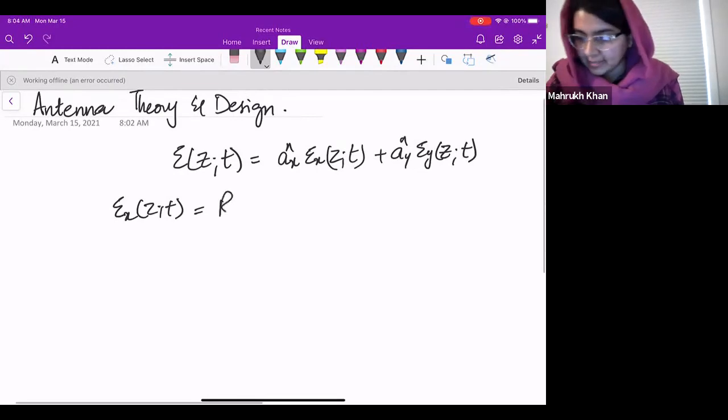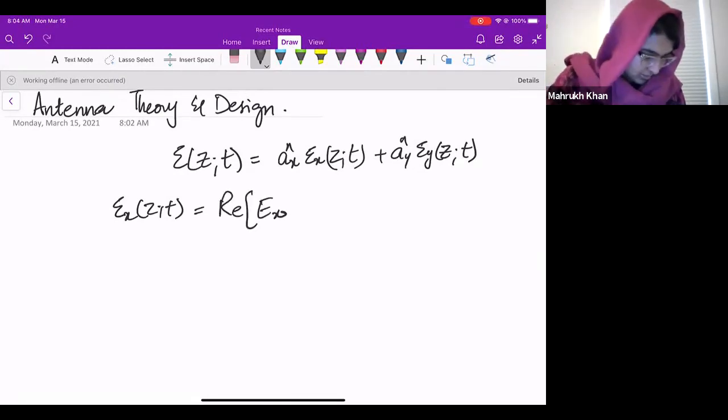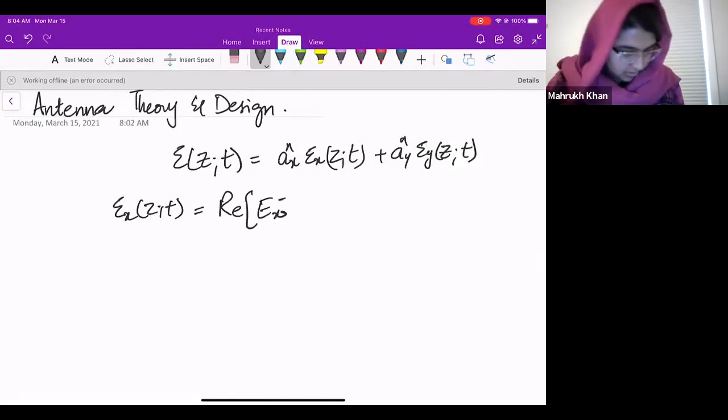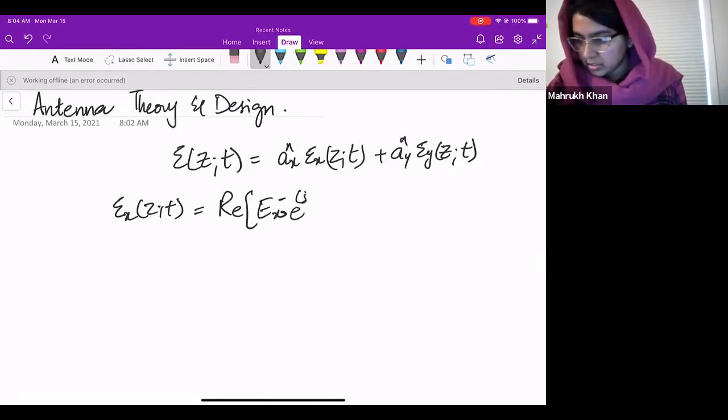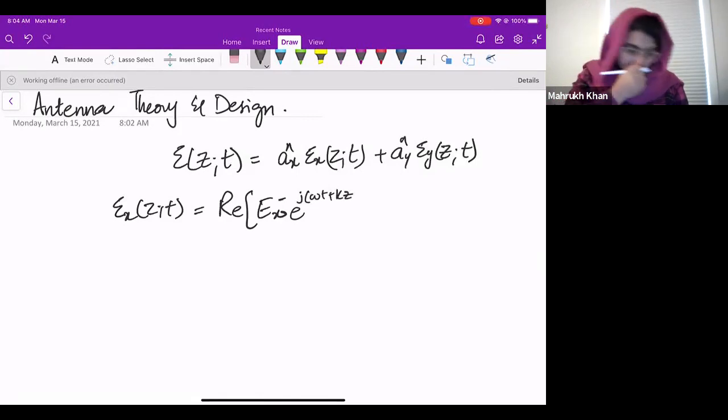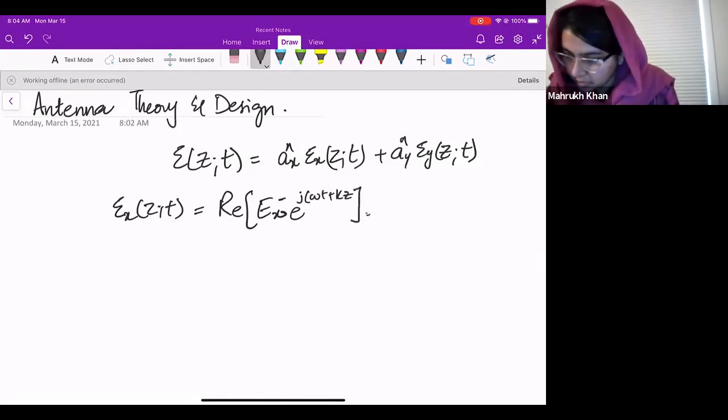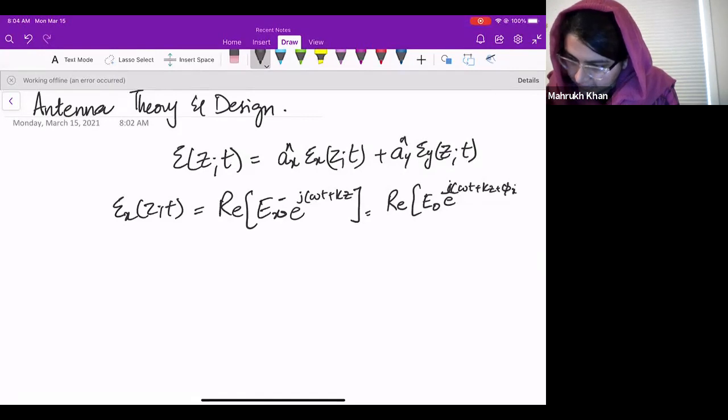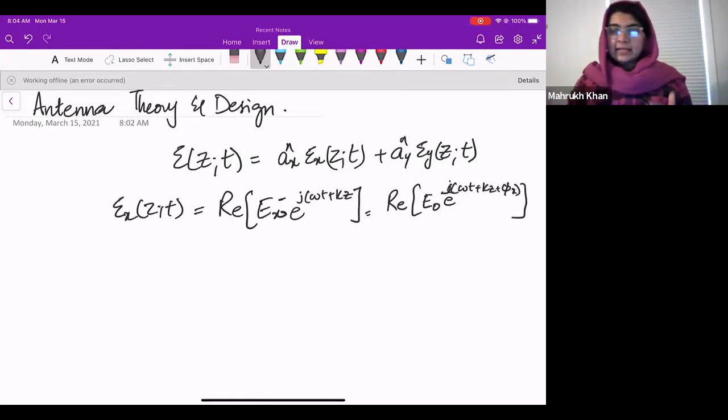so the x component can also be written as the real part of Ex, e to the j omega t plus kz, where this can also be written as E naught e to the j omega t plus kz plus phi x. So E naught is the general E, and Ex is the component of that. And by phi x, we mean the phase of the Ex, right?